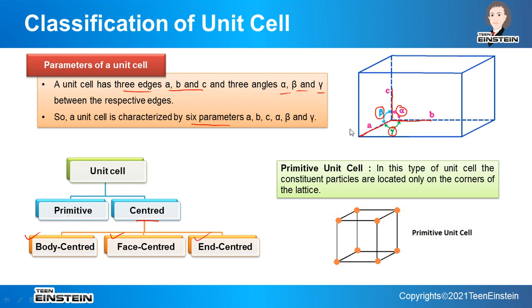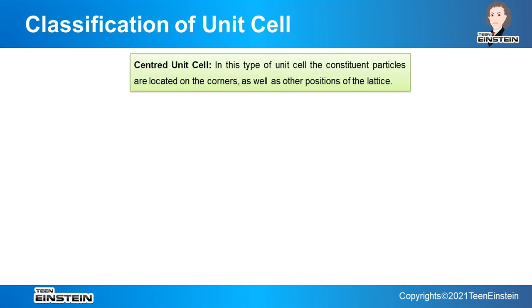Okay. Next we will see centered unit cell. So in this type of unit cell, constituent particles are located at corners, that we have already seen in case of primitive. But here some extra positions are also occupied as well as other positions. So now we will see that a lattice site is present at corner as well as some other positions also. Now depending on this other position, there will be 3 more categories.